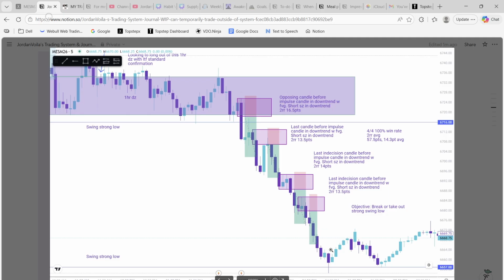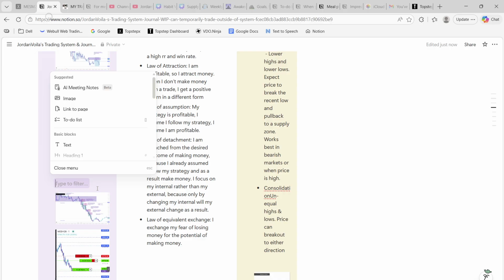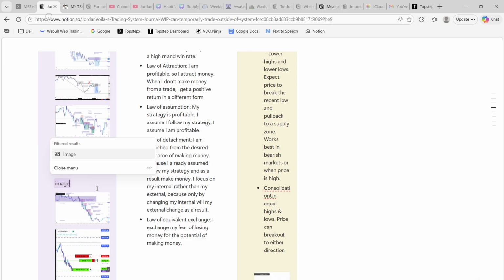And it's just market structure. And you can add size, you can add to your position throughout the trade too. Yeah, this strategy is very great. I'm so grateful and thankful that I'm trading this strategy now. Alright, so image.